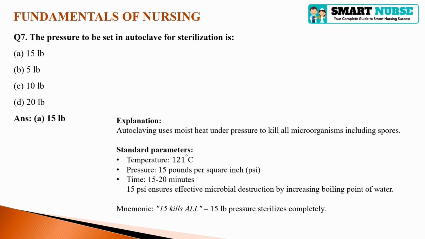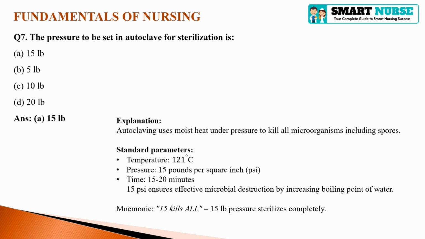The options given are A, 15 lb, B, 5 lb, C, 10 lb, and D, 20 lb. The answer is 15 lb. 15 lb means 15 pounds per square inch. This is the pressure we keep in an autoclave. It is a very standard pressure to kill the organisms. Because of that the answer is 15 lb.